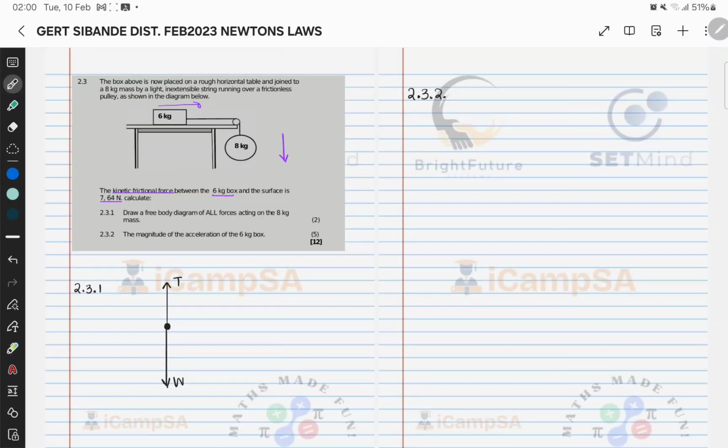2.3.2, the magnitude of the acceleration of the 6 kilogram block. So there are two ways of dealing with this problem. It's either you do the free body diagram of the 6 kilogram block, you solve using Newton's second law, and then you move to the 8 kilogram block, you solve using Newton's second law, and you'll have two equations and then you'll solve simultaneously. Or you combine the whole thing and just solve. Right, let's start with method 1.